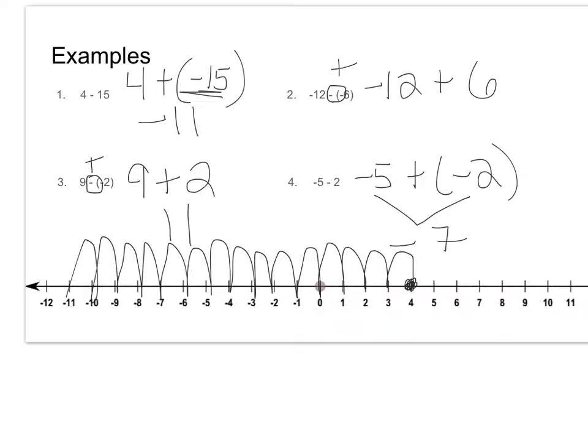The next one, if you want to graph it, it's negative 12. And now we're adding a positive, so it should be easy. Either way, we're going to the right. 1, 2, 3, 4, 5, 6. So that gives us a negative 6. So when we change them to addition, it's a little bit easier to work with because adding is easier than subtracting, and we just learned about adding in our last lesson.